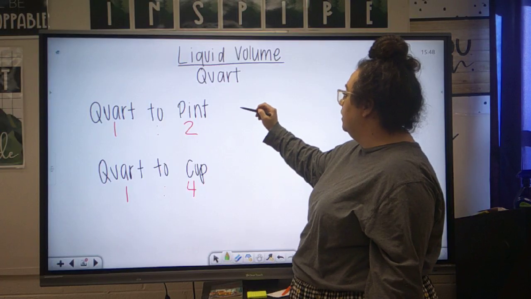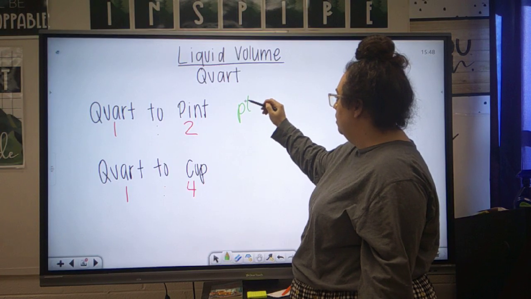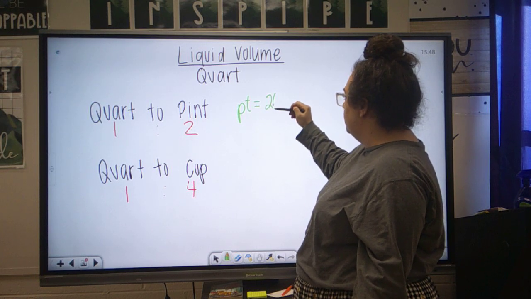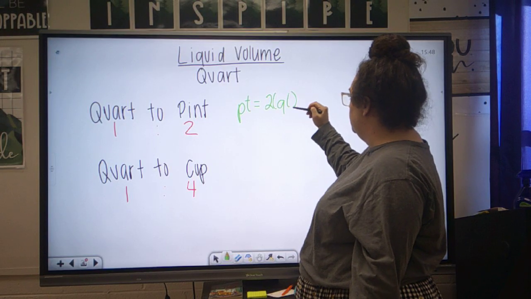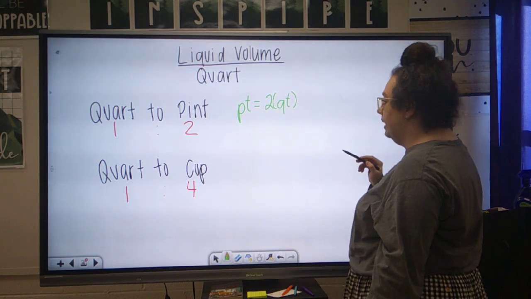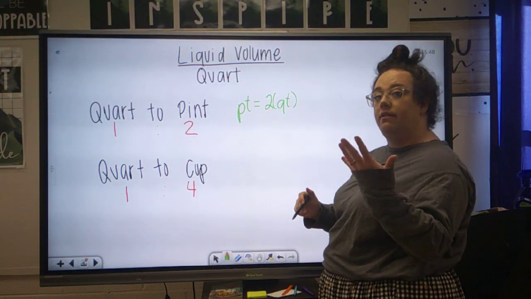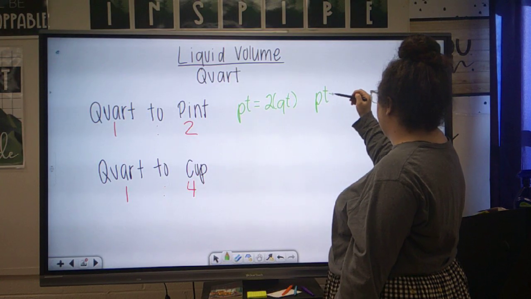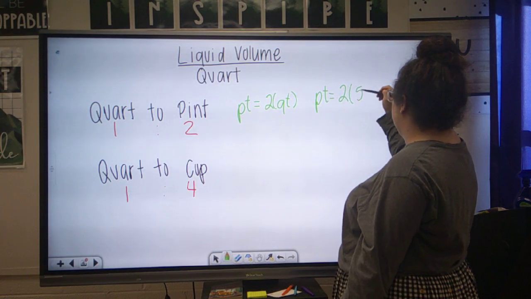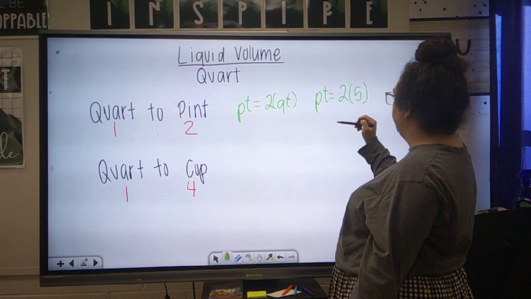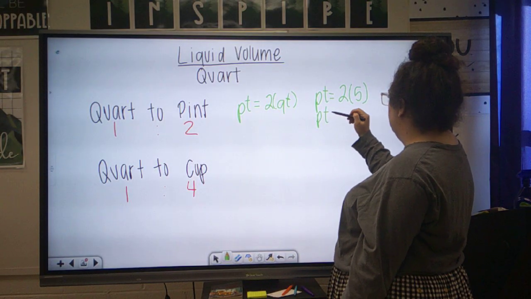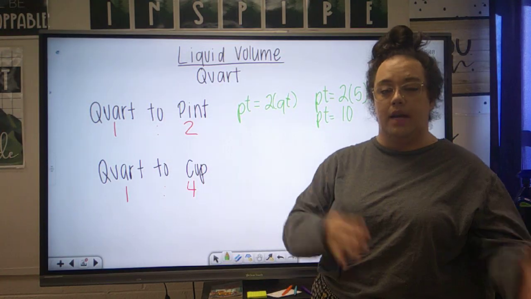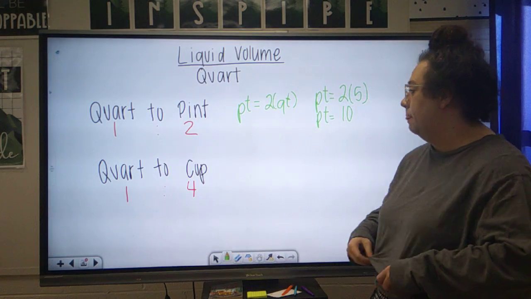So my equation would look like pints equals 2 times the number of quarts. And what that would look like is if I had 5 quarts, I would multiply pints equals 2 times 5, and my pints is equal to 10. So that means there are 10 pints in 5 quarts. It's a 1-to-2 ratio.